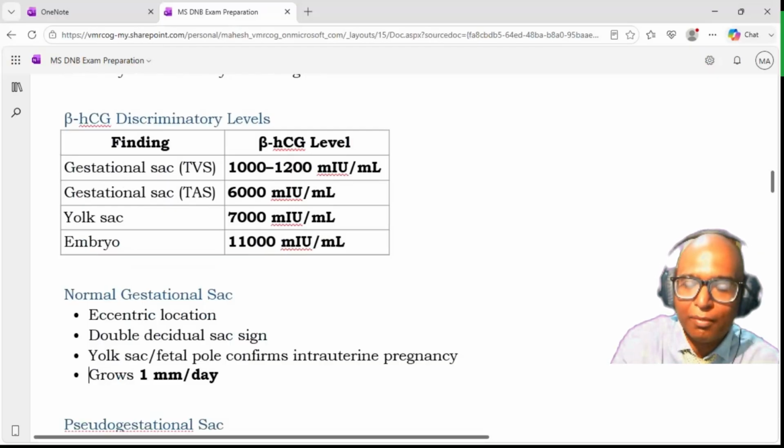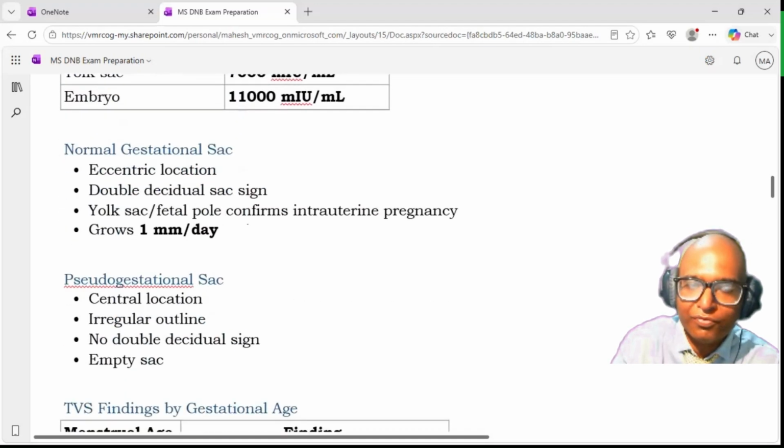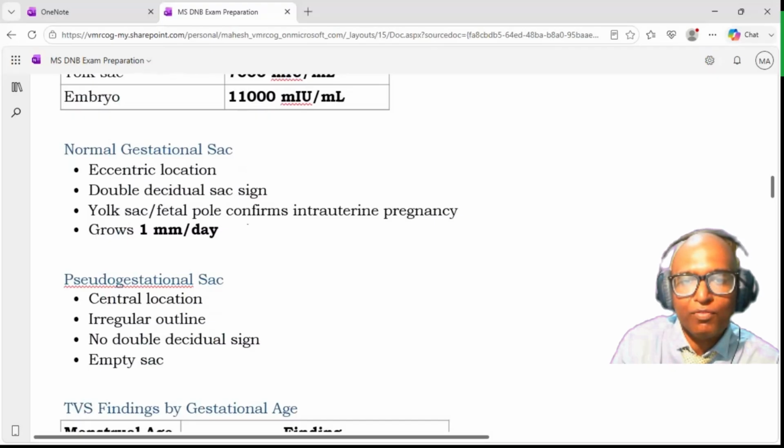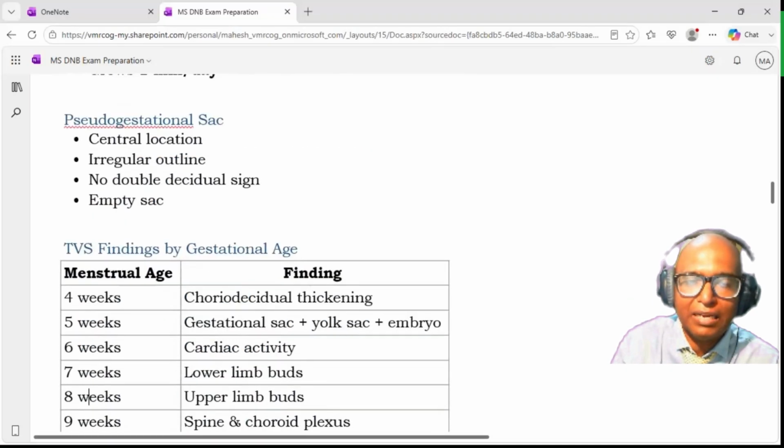Okay. Now we are talking about the first trimester ultrasound. Then normal gestational sac and the pseudo gestational sac. You should be able to differentiate between the two. So how does a normal gestational sac look like? It is eccentrically located. Double decidual sac sign is there. Yolk sac and fetal pole will confirm that it is an intrauterine pregnancy, and growth is around 1 millimeter per day. While pseudogestational sac will be centrally located. There will be irregular outline. There is no double decidual sign, and it will be an empty sac.